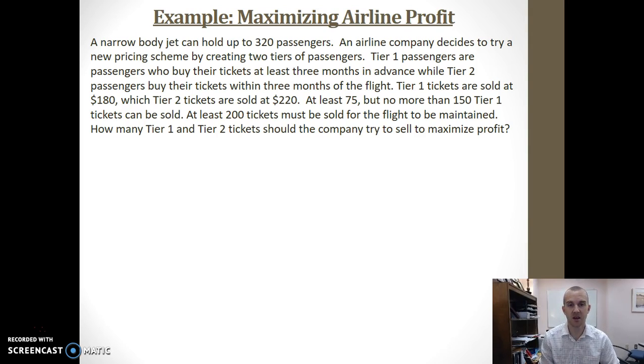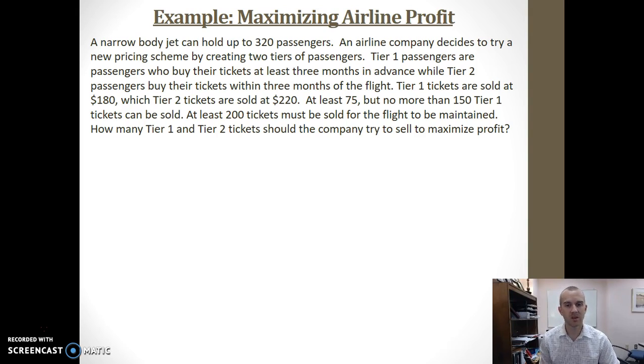Say that a company has a narrow-body jet and it can hold up to 320 passengers. And they want to try a new pricing scheme, so they're going to create two tiers. Tier 1 is getting their tickets 3 months in advance or more, and Tier 2 buys them with less than 3 months. So they sell those Tier 1 tickets at $180, the Tier 2 tickets at $220, and they need to have at least 75 Tier 1 tickets sold, but they don't want to sell more than 150, and they need to sell at least 200 tickets total for them to maintain a flight.